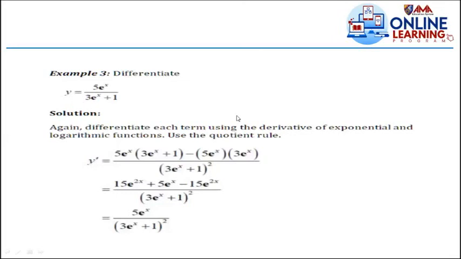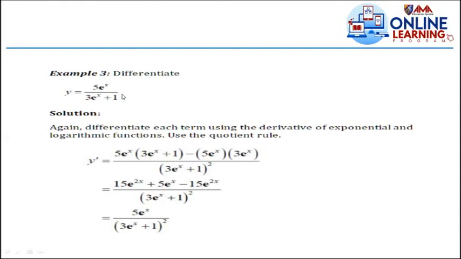Next, you have your example number 3. Differentiate 5e to the x divided by 3e to the x plus 1. Solution, again, differentiate its term using the derivative of exponential and logarithmic functions. Again, you're going to use the quotient rule. This is our u, this is our v. Formula will be v du minus u dv all over v squared.